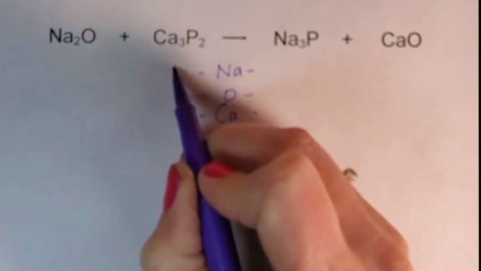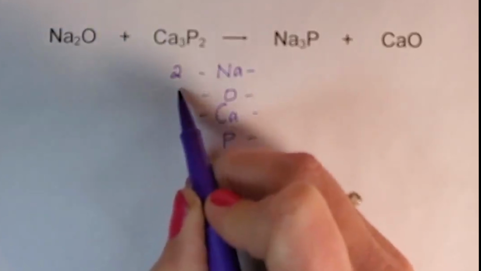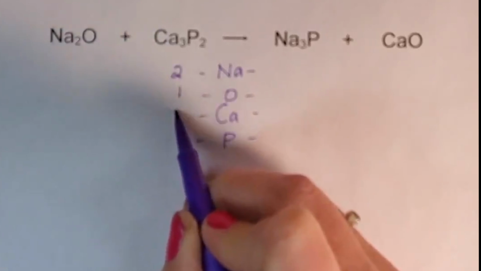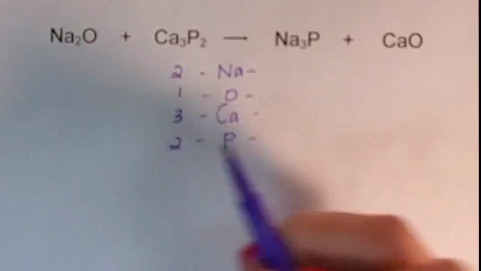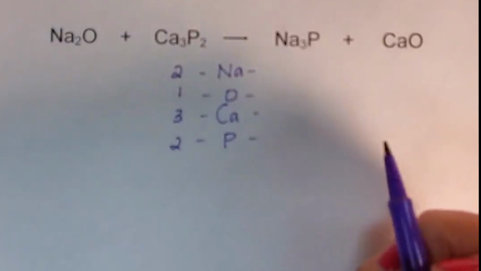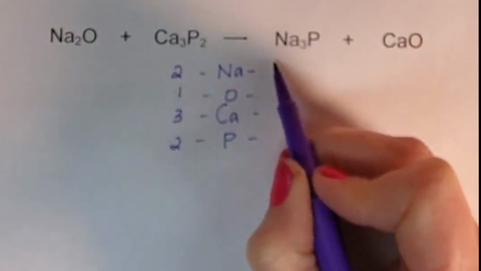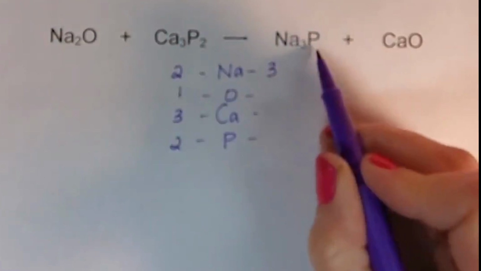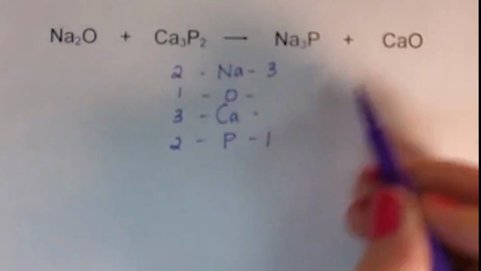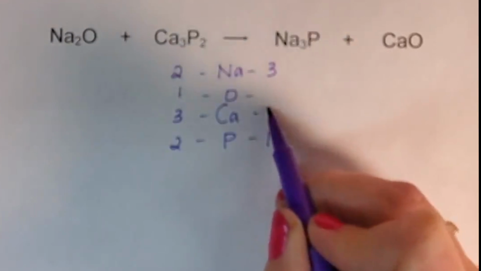Next, we're going to count how many of each element we have on the left side. We have 2 sodiums, 1 oxygen, 3 calcium, and 2 phosphorus. Now we will count how many of each element we have on the right side. We have 3 sodiums, 1 phosphorus, 1 calcium, and 1 oxygen.